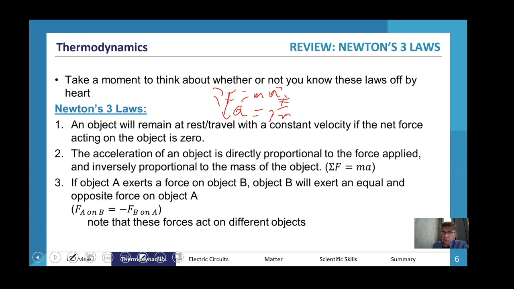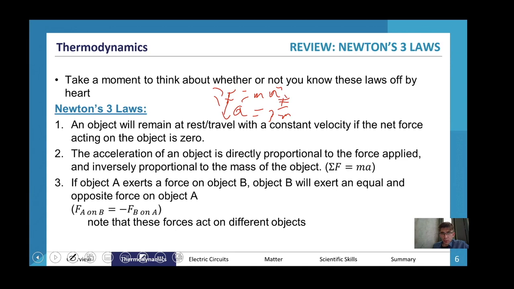Now back to the spaceship, right? If there's only so much thrust force that you can get on the spaceship, only so much fuel, you can only have so much thrust force. What you can do to increase acceleration is decrease mass. How about the third law? The third law is the most complicated out of all.